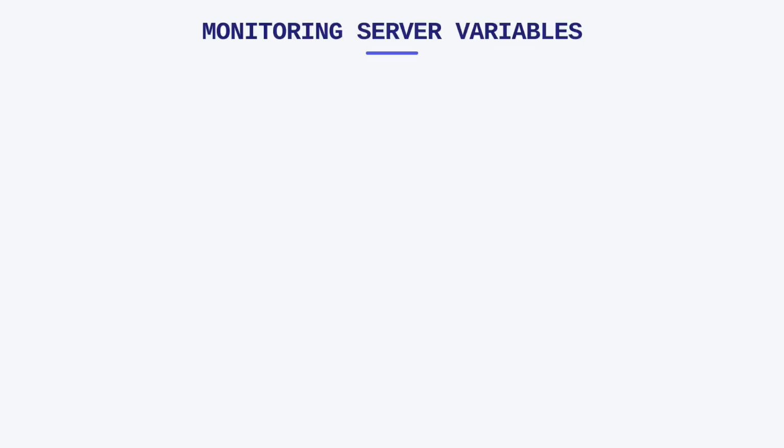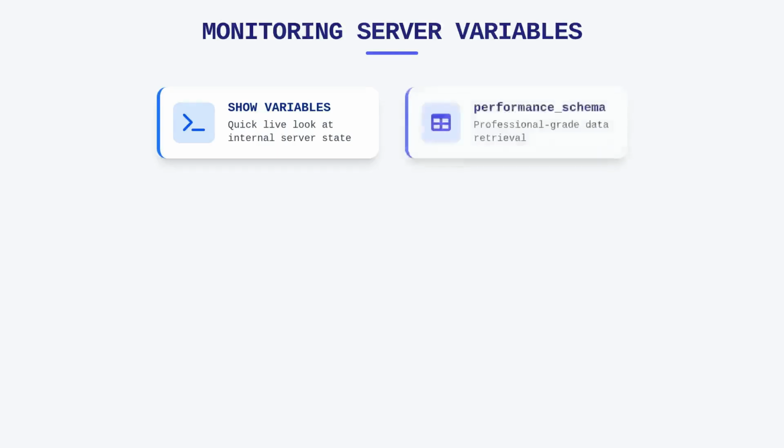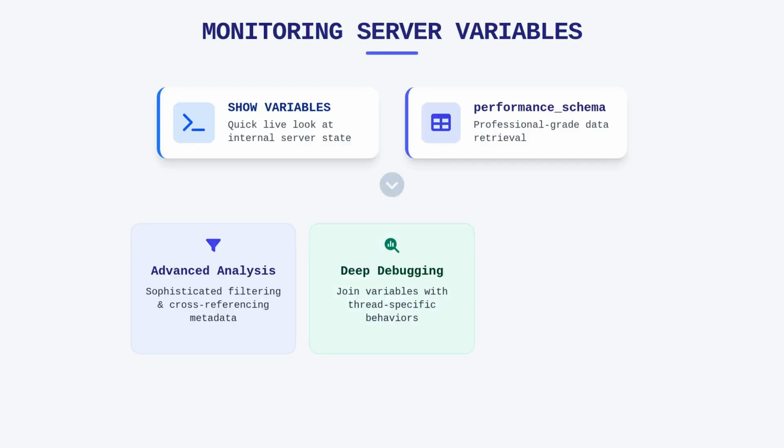To monitor these settings, we rely on the show variables command, which fetches data from the performance schema variables tables, providing a live look at the current internal state of your server. Queries against performance schema are generally preferred in professional environments because they allow for sophisticated filtering and cross-referencing that basic show commands cannot easily replicate. For instance, querying the performance schema allows you to join variable settings with other thread-related metadata if you are trying to debug a specific connection's behavior.